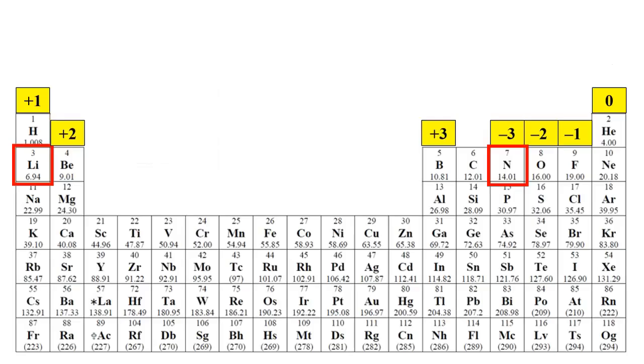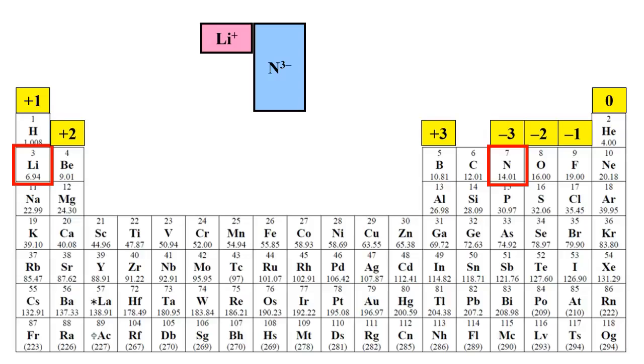Now on this next slide, you can see that I have listed the common charges that we see for both the positive ions, known as cations, and the negative ions. Those are known as anions. So I've got group 1 plus 1, group 2 plus 2, and then I have group 13 plus 3. And then in groups 15 through 17, I have charges of -3, -2, and -1. So we can see that lithium, Li, is in group 1, and it has a charge of +1. And then we see that the nitrogen ion, which is known as nitride, has a charge of -3.